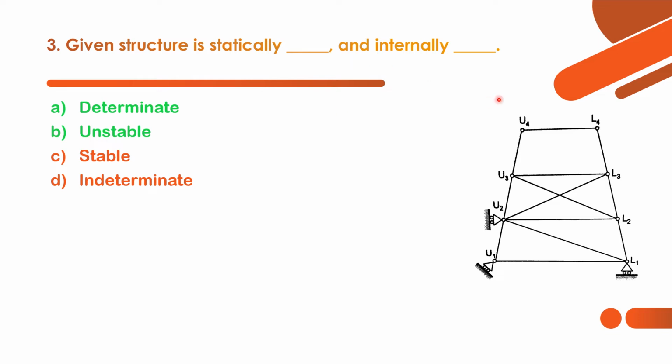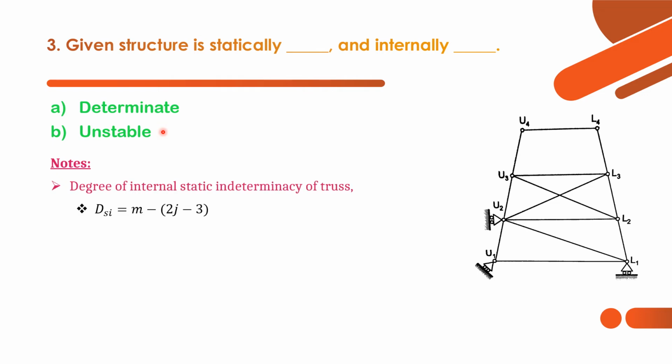And in case of stability of this structure, here we can see the component U4, L4, L3, U3. So this component is unstable. It can sway in horizontal direction. So that's why this structure is internally unstable. So we have to avoid designing the structure in an unstable manner. Now let's see the formula for static indeterminacy of a truss.